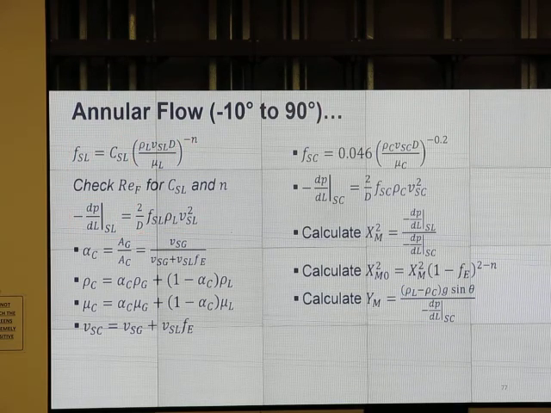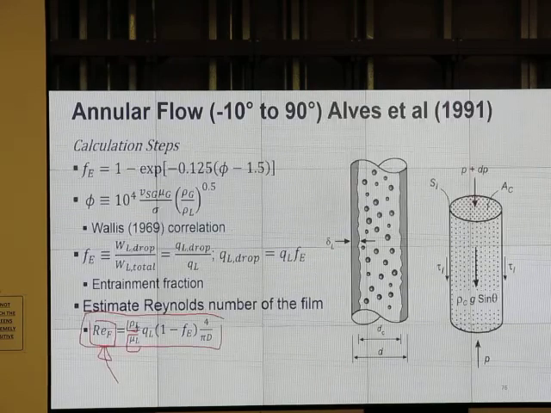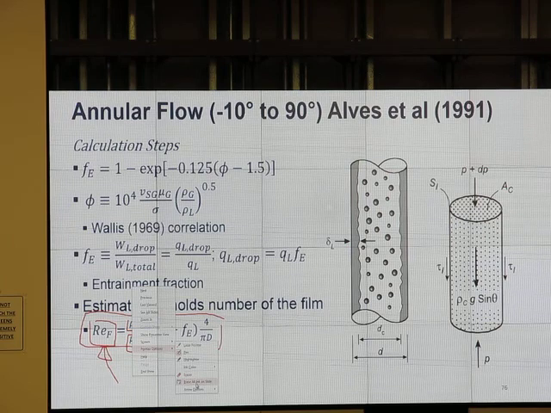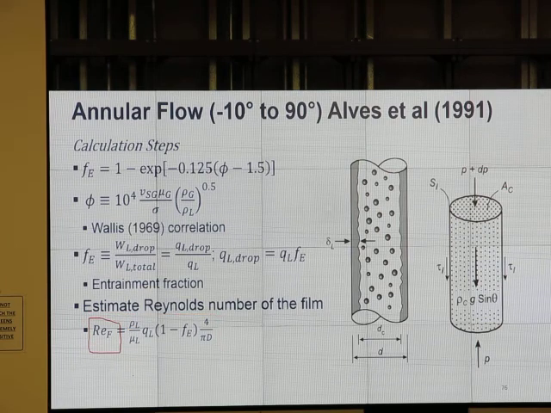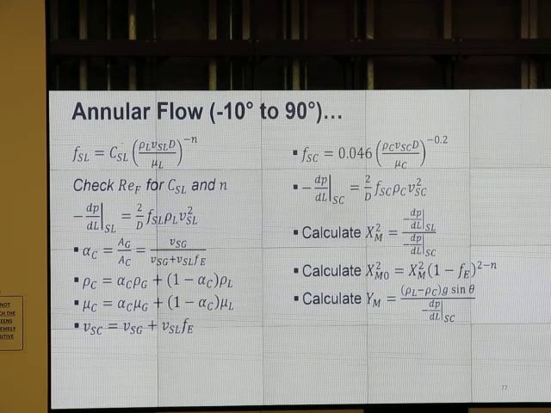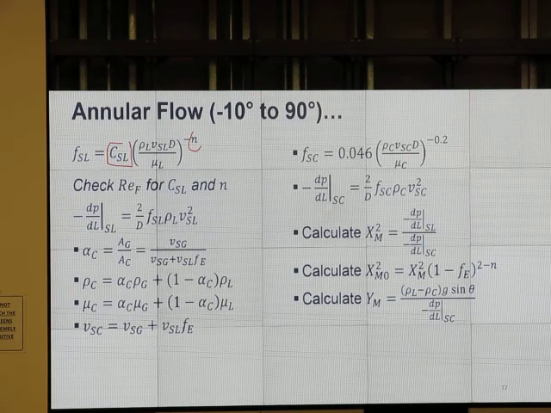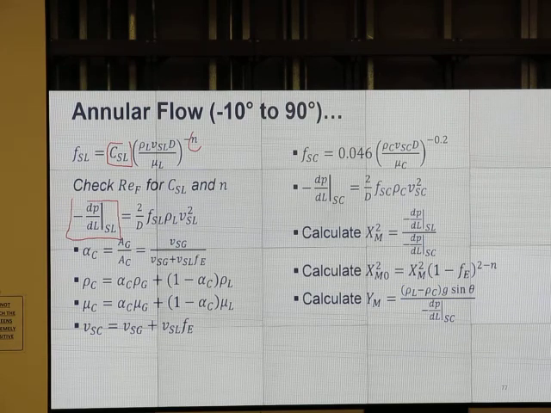So to know whether it's turbulent or laminar, I have to check the Reynolds number of the liquid film. Okay. Check whether the Reynolds number of the liquid film is more than 2100. Then C will be 0.046 something and n is 0.2, previous slide. Okay. Then we can calculate the top part. Oh, it's not the top part yet. Okay. The top part of X_m squared.